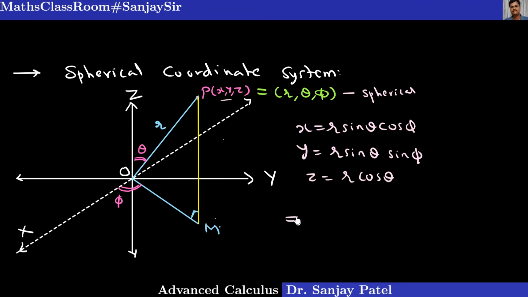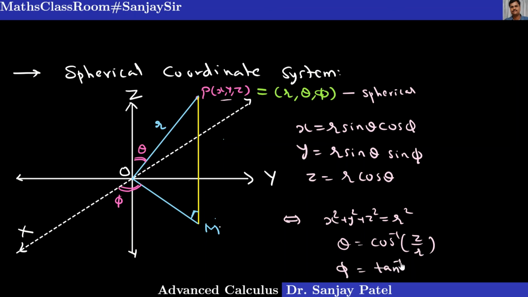This also gives you some more useful results. If you square and add, you will get x square plus y square plus z square is equal to r square. You can also have theta as cos inverse of z upon r. You can also find the value of phi by dividing y by x, so you will get tan inverse of y upon x. So you can transform the variables from Cartesian to polar and polar to Cartesian.